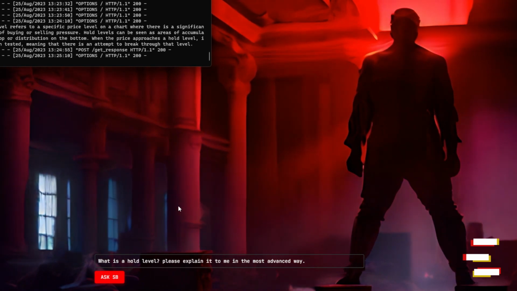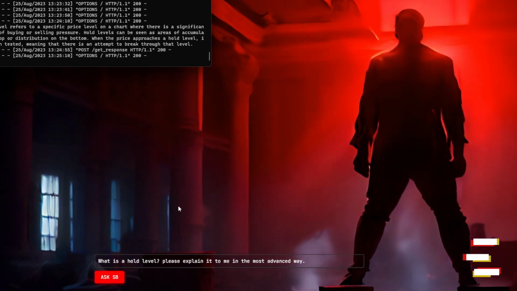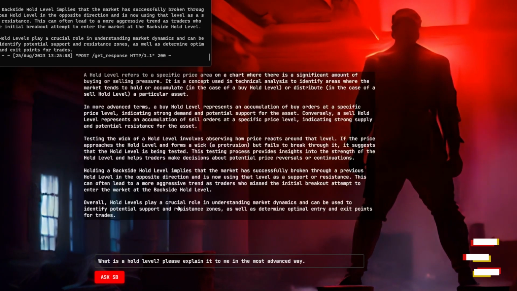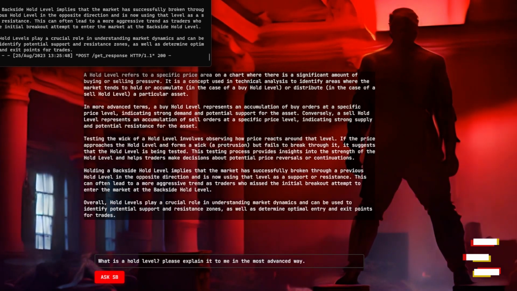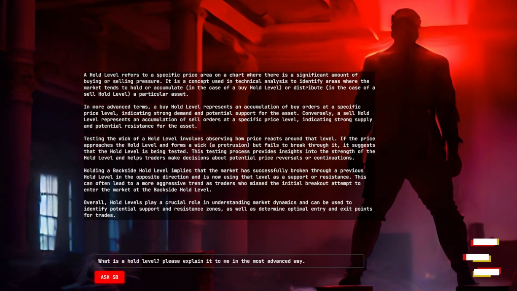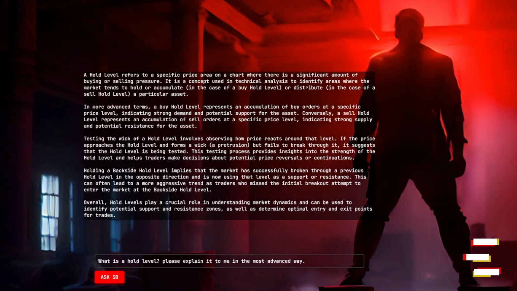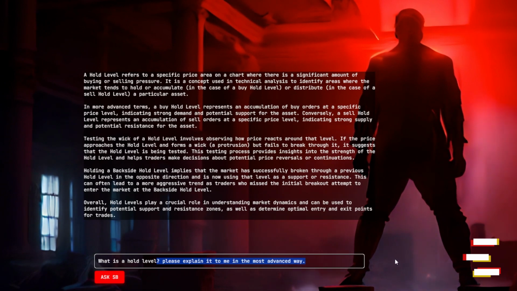We're going to just bring up the code where it's going to kick back an answer for us, and we're just going to wait for it. Again, this is just running a localized version, and so it's going to take a little bit of time. Over time, we will make it instant reaction speeds. And there you go. It gives us the advanced version of what a hold level is. I'm not going to read through this whole thing.